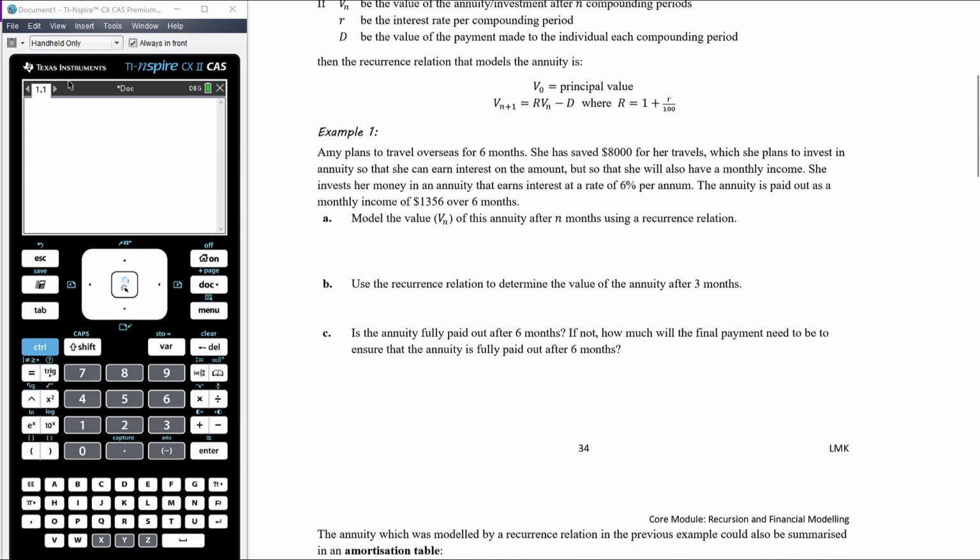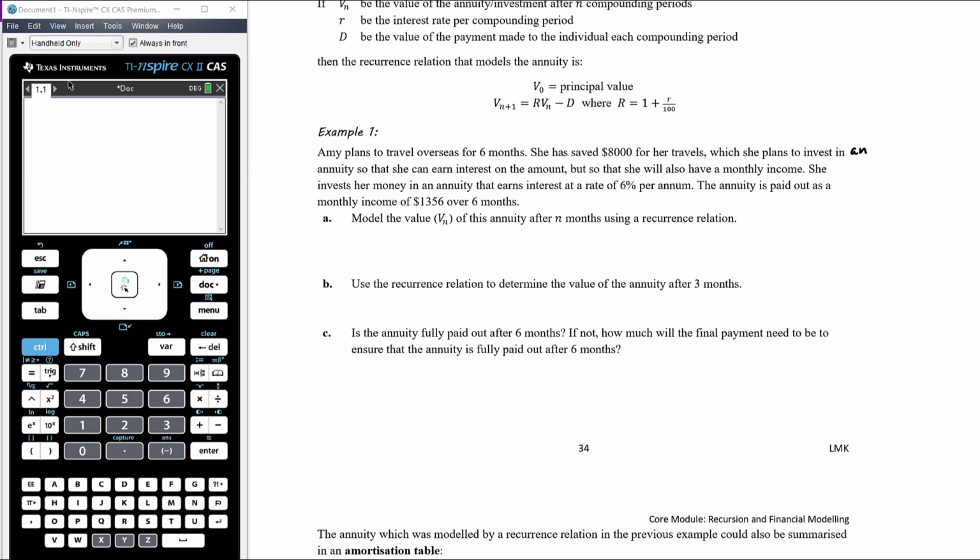Okay, let's work through an example. Amy plans to travel overseas for 6 months. She has saved $8,000 for her travels, which she plans to invest in an annuity, so that she can earn interest on that amount, but so that she will also have a monthly income. She invests her money in an annuity that earns a rate of 6% per annum. The annuity is paid out as a monthly income of $1,356 per month over 6 months.